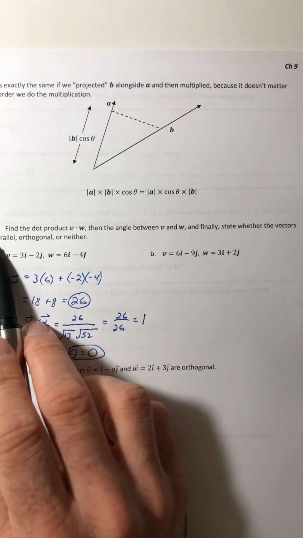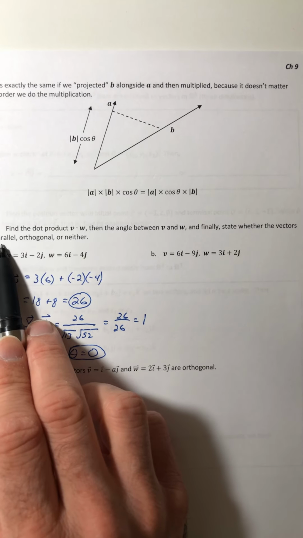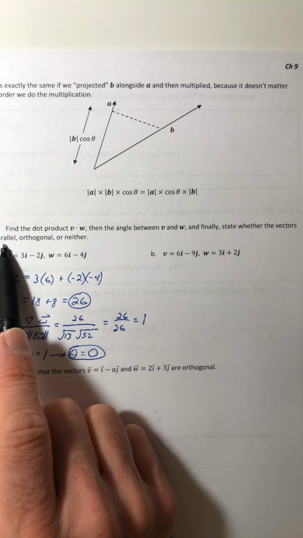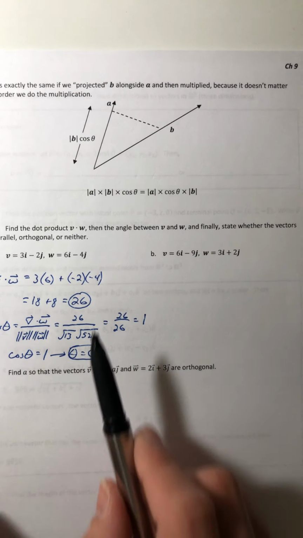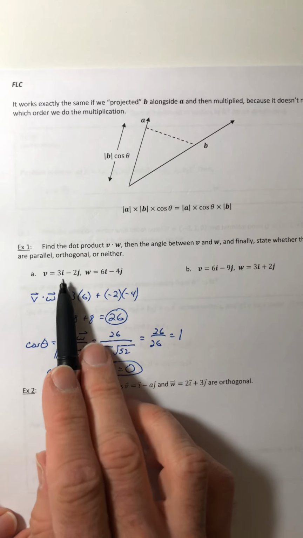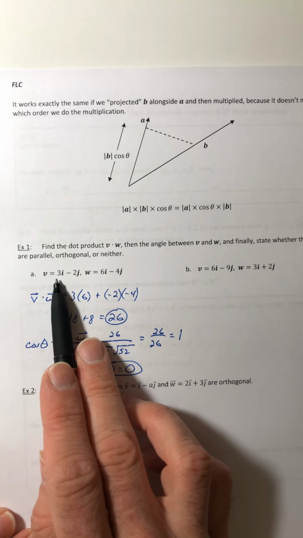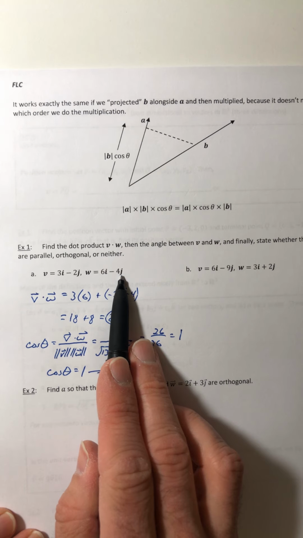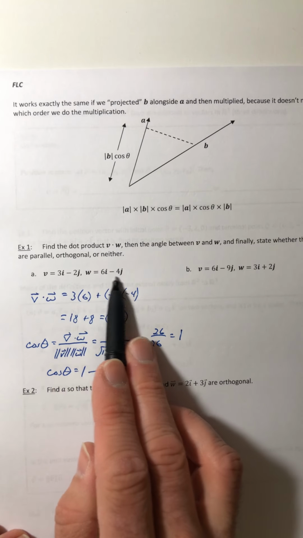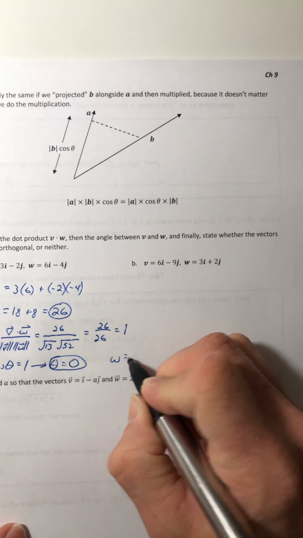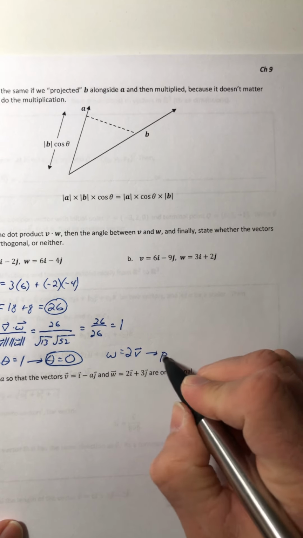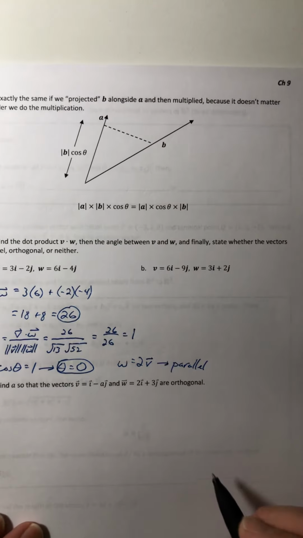So let's see if it's parallel, orthogonal, or neither. We know it's not orthogonal, so they're either parallel or neither. Now, because we got 0, chances are it's going to be this one, unless they're pointing in opposite directions. But that would have probably come out as theta is equal to 180. So look at your two vectors and the numbers that are involved. Can you multiply vector v by something and give you vector w? Yes. If you multiplied vector v by 2, that gives you vector w. So w is a multiple of v. So that means they're parallel.